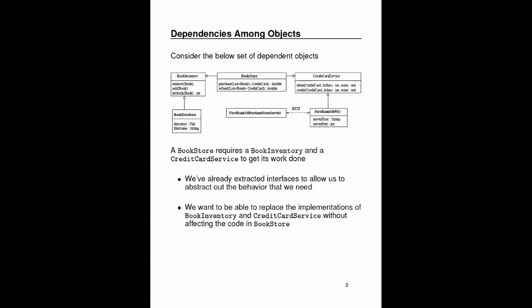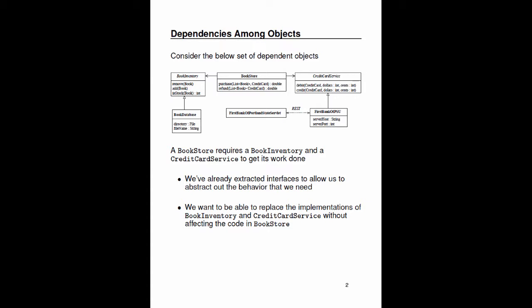Okay, as a motivating example, let's consider the following set of dependent objects. You've got a bookstore, and a bookstore can do things like purchase a bunch of books using a credit card, or can refund a bunch of books using a credit card. Now, this then requires two other objects. It requires something that's a book inventory. Let's say there's a book inventory interface that the bookstore has.